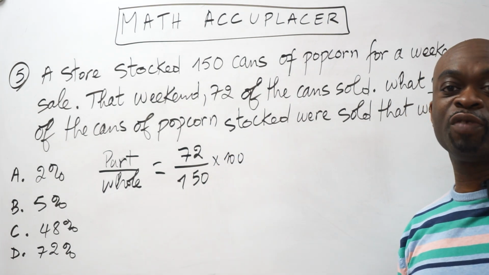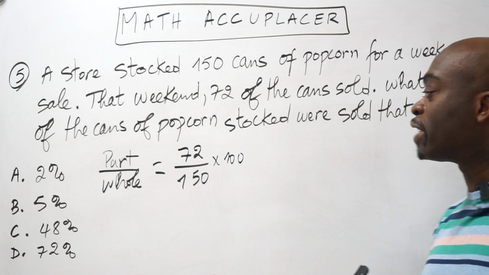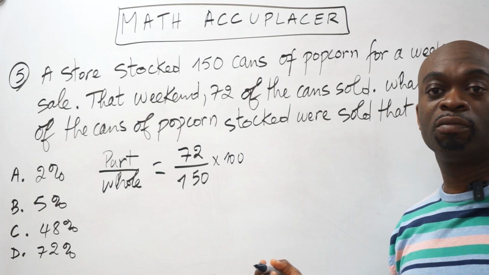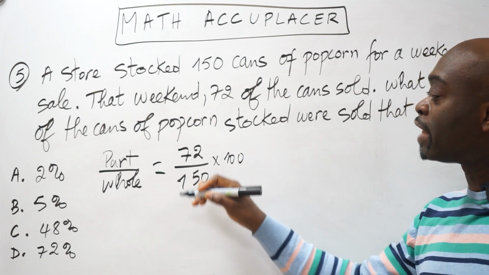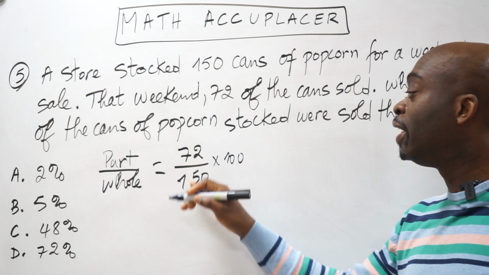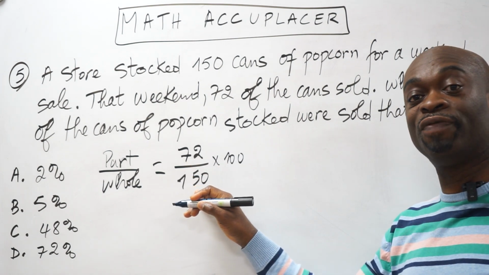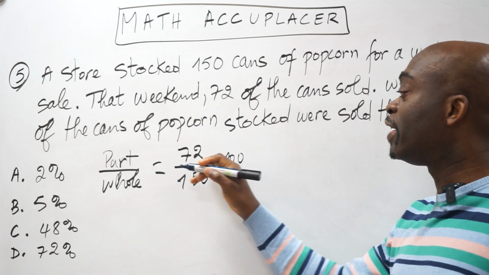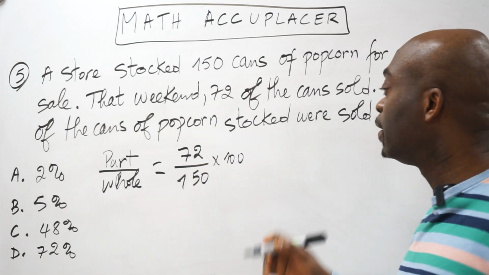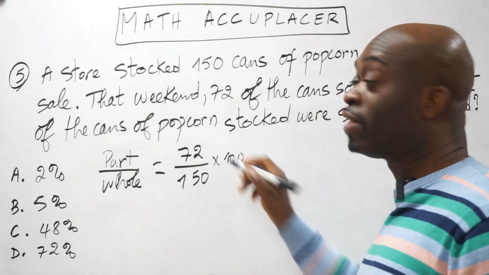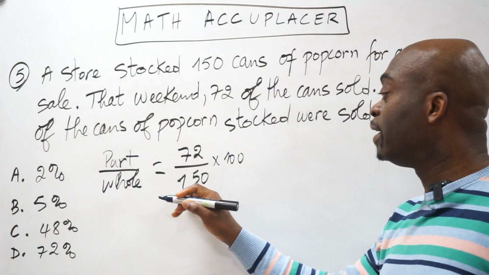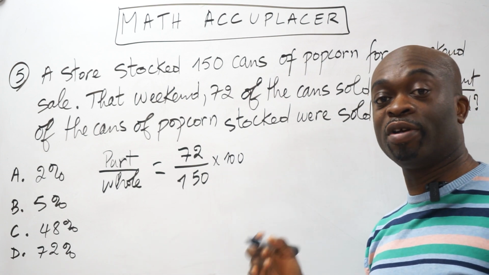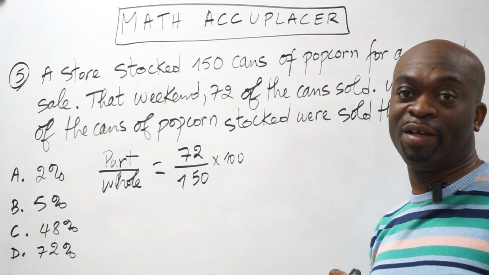There are multiple ways of doing this kind of problem. Somebody can just go ahead and divide 72 by 150. Or somebody could say, I have an even number here, 72, and another even number, 150. I can divide both of them by 2. So 72 divided by 2 gives you 36, and 150 divided by 2 gives you 75. So you're dividing 36 by 75.